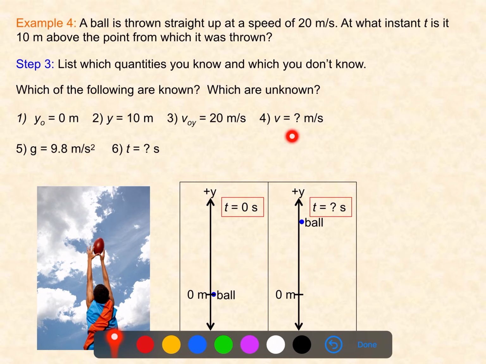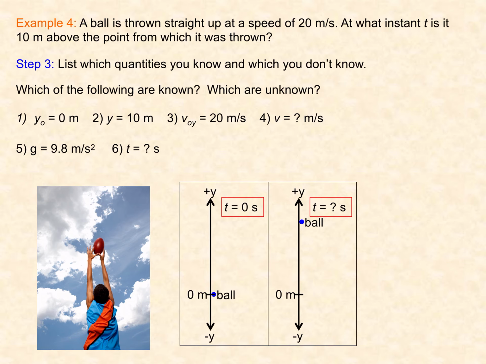We do not know what the final velocity is when it's at this point, which is 10 meters above its starting point. We do, however, know what the acceleration rate is because this is a free fall problem, and all acceleration rates in these free fall problems are 9.8 meters per second squared, little g. But we also don't know the time. And in fact, the time is our target variable. This is what we were asked for. This is what we're trying to solve for.